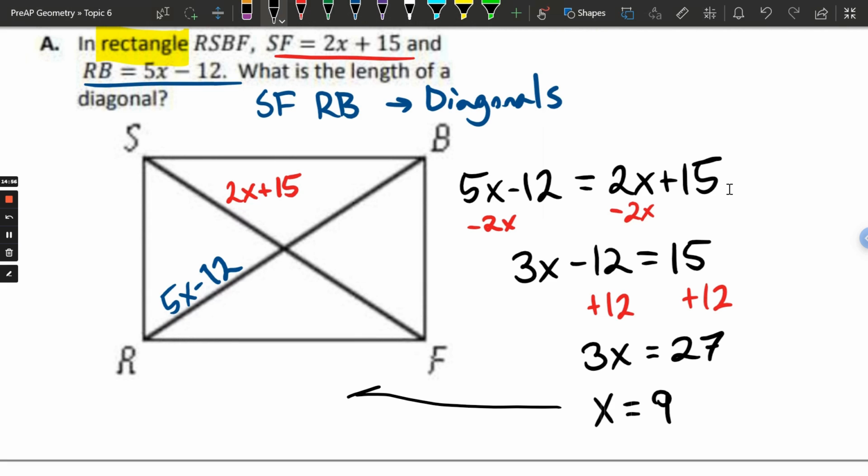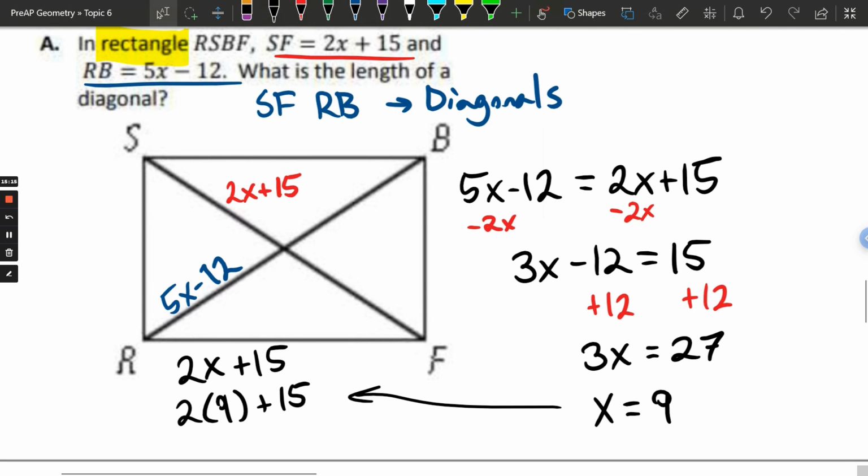We are going to have to plug this in, and let's plug it into SF. So I'm going to plug this into 2x plus 15. So we get 2 times 9 plus 15. And just to save you the calculation, I'll do it on my phone real quick. 2 times 9, which is 18, plus 15, you get 33. So you just have to find x by setting those two equal to each other, and then plug it back in to figure out the entire length.